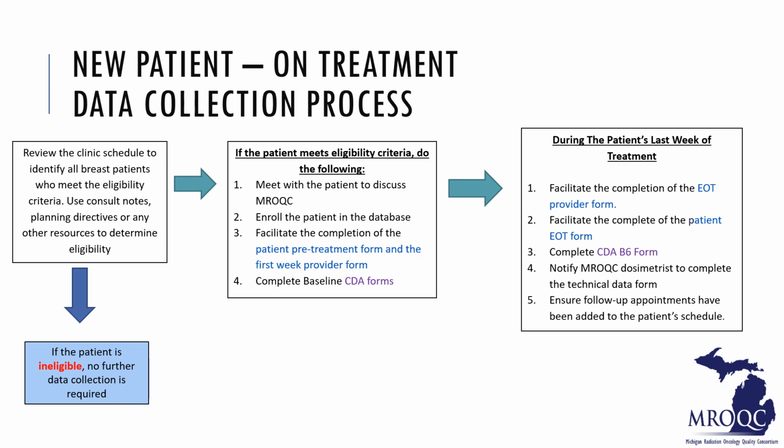So first, you should set a cadence to review clinic schedules to identify eligible breast patients. You can utilize consult notes, planning directives, or any other resources you have to determine eligibility. If a patient does not meet the eligibility criteria, there's no further data collection necessary. If a patient does meet eligibility criteria, you want to do the following.